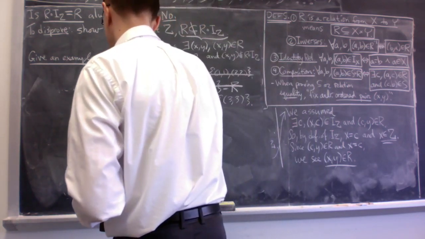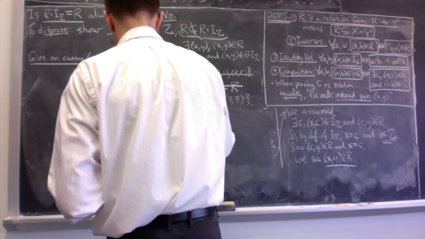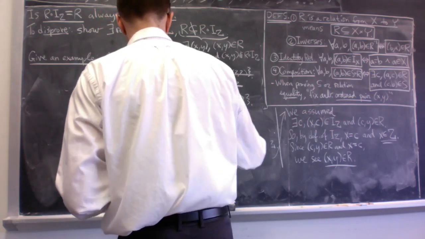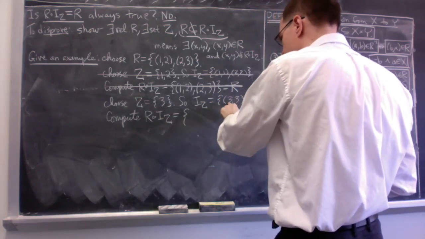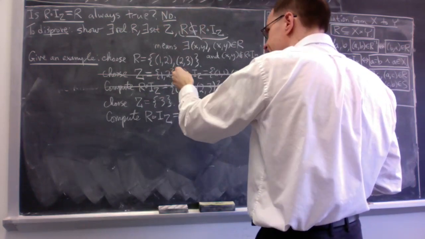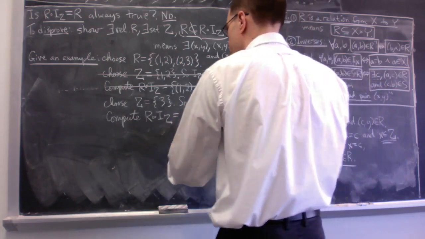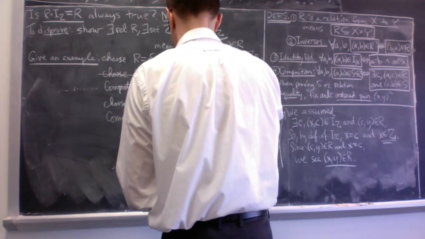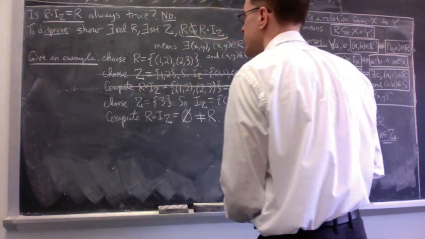And then I can calculate this composition. And what's going to happen here? Remember, I_Z happens first. So I go from 3 to 3. And now I look in R, but there is no first component that's a 3. So this is the empty set, which is not equal to R. Okay.